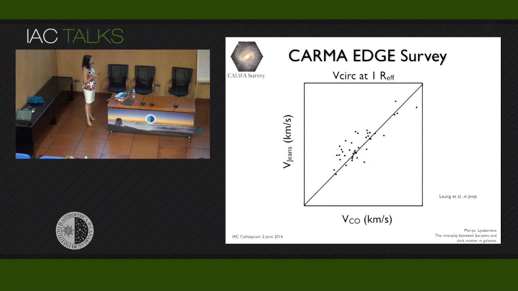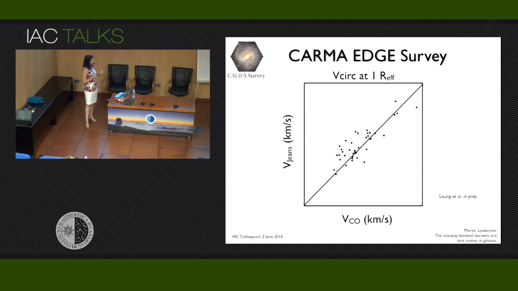So the straight line here is the 1-to-1 relation, so this is not a fit, just 1-to-1. And all open symbols are galaxies with low signal-to-noise CO data and not very extended coverage. So to estimate the circular velocity at one effective radius, there needed to be extrapolation. So this explains why they're sitting so much further out.